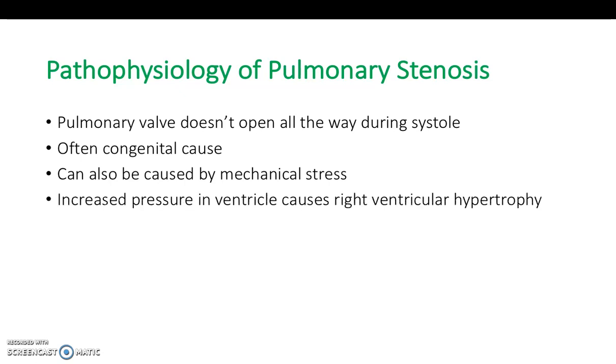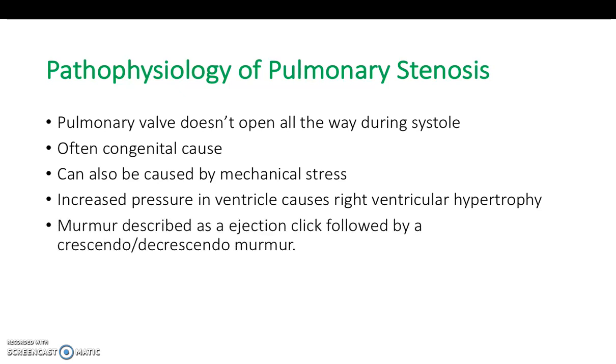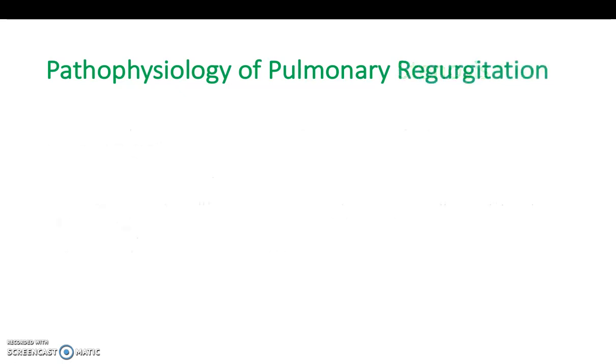So the right ventricle has to create very high pressures, meaning right ventricular hypertrophy occurs. The heart still might have problems getting blood through the valve and into the lungs, meaning blood is backed up in the heart and the patient is at risk of developing right-sided heart failure. And a pulmonary stenosis murmur sounds very similar to an aortic stenosis murmur, so it's a crescendo-decrescendo murmur.